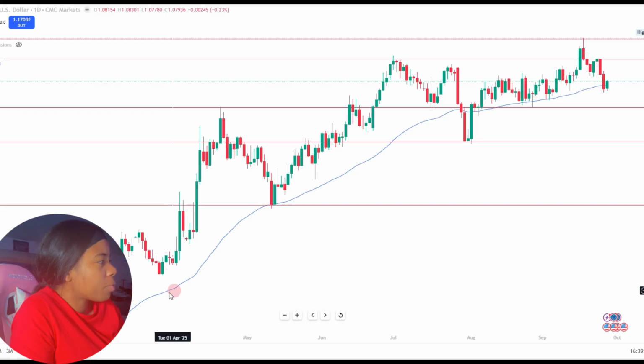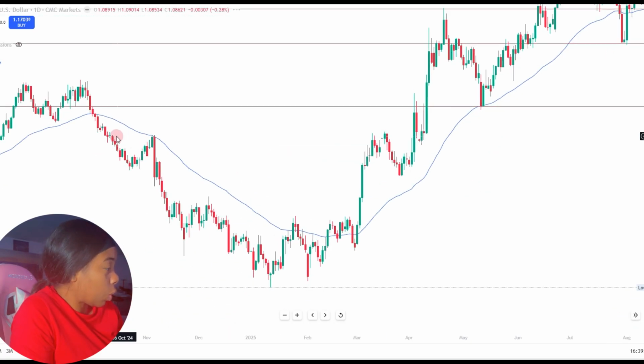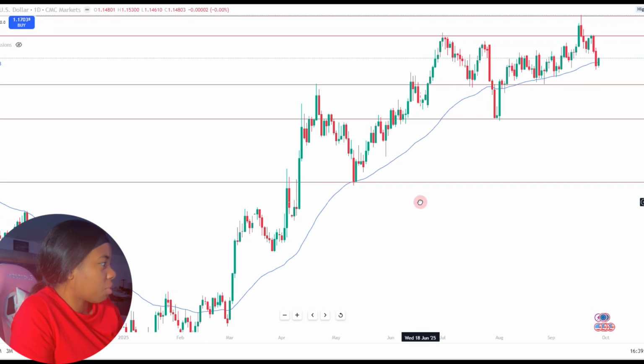All right, so just a simple overview as it relates to your moving average. If we are above our moving average, that means we're bullish and we're looking for buys. If we're below, it means that we're looking for sells. All right, so above we're looking for buys, below we're looking for sells. In this case, you can clearly see that we're above our moving average.